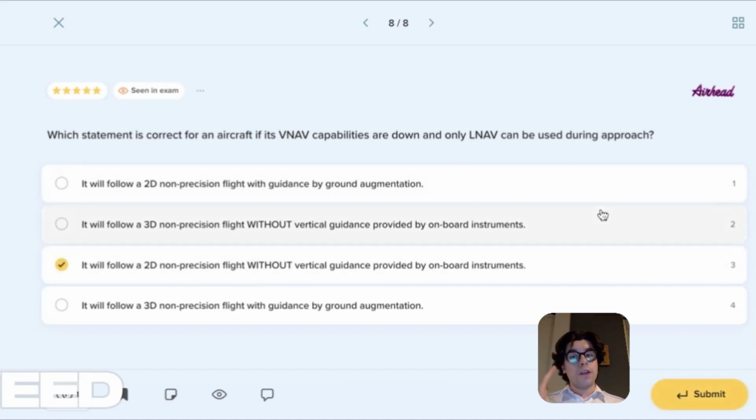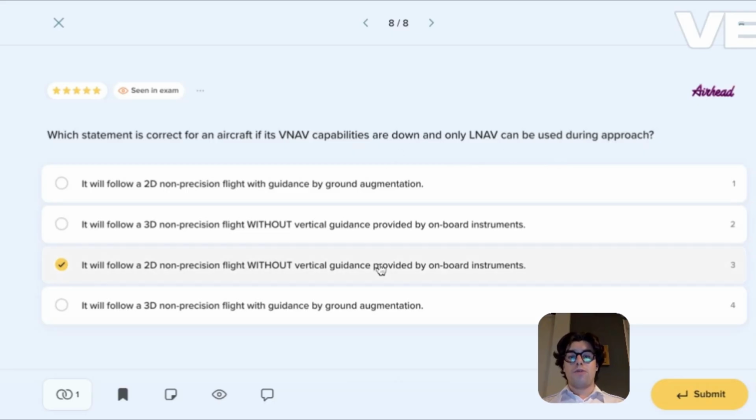So you need to calculate it in your head, just as you do for the CDFA approach, meaning you'll need to calculate the appropriate vertical speed for your ground speed to go down to the appropriate minima.